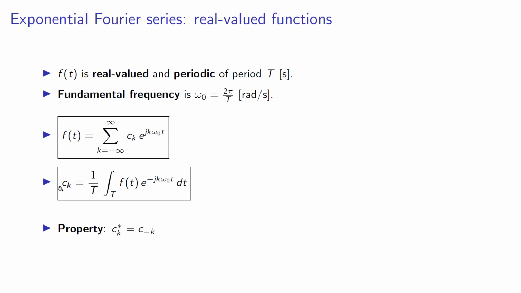As you can see from the formula, if f of t is real valued, then if you take the conjugate of c_k, which is a complex number, since f is real valued, the only thing that will change is the minus that will become a plus. And then you see that c_k conjugate is exactly c_minus k, and we have seen in the previous video that this leads to an amplitude line spectrum that is even and a phase line spectrum that is uneven.